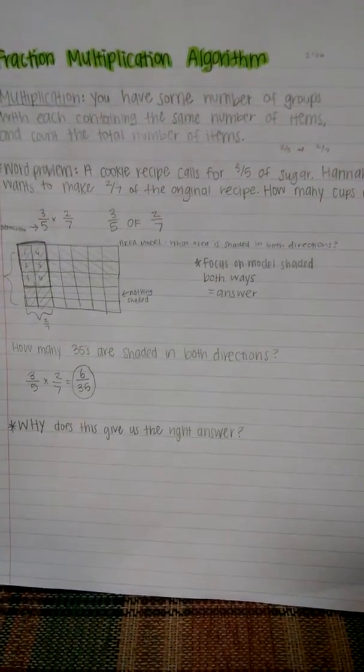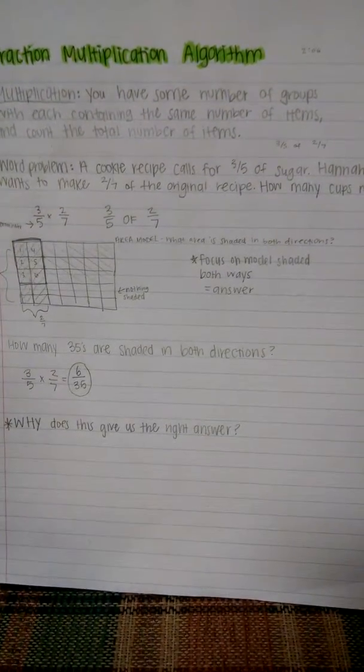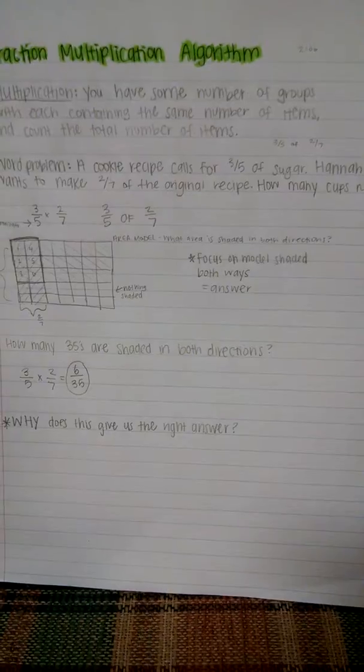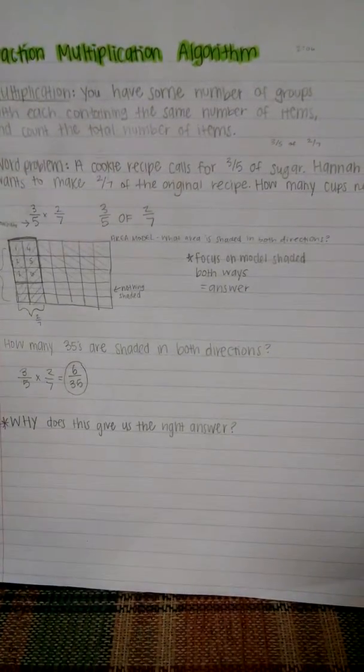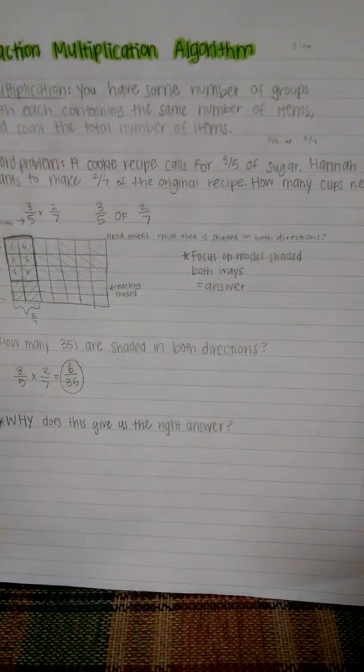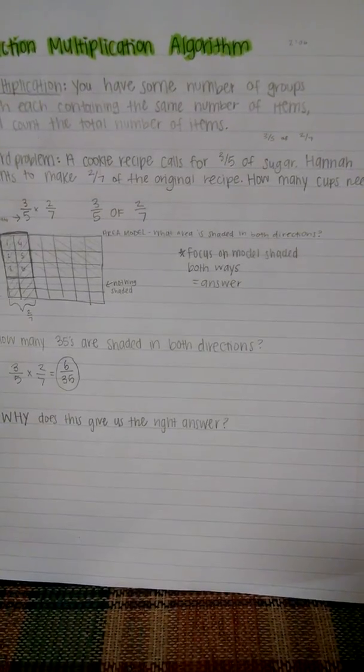Fraction multiplication algorithm, we're going to start with the definition of multiplication. You have the same number of groups, each containing the same number of items, and you count the total number of items. So the word problem.